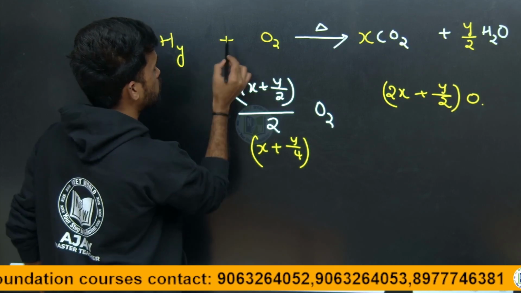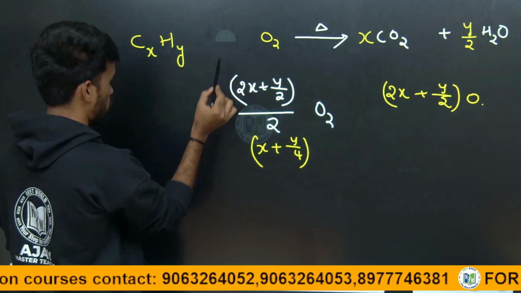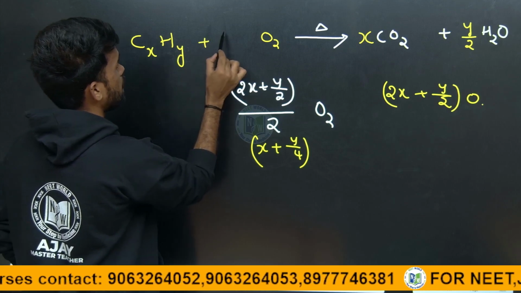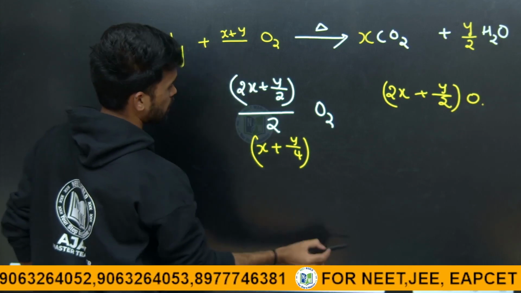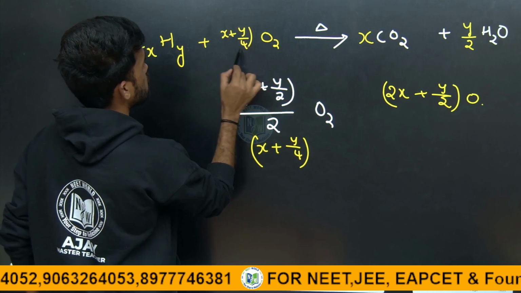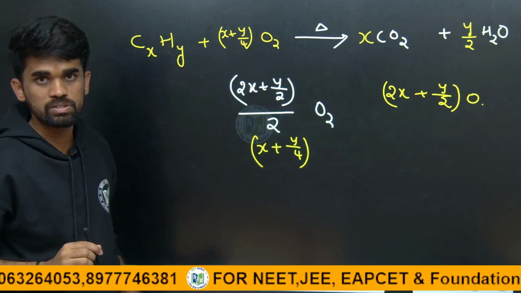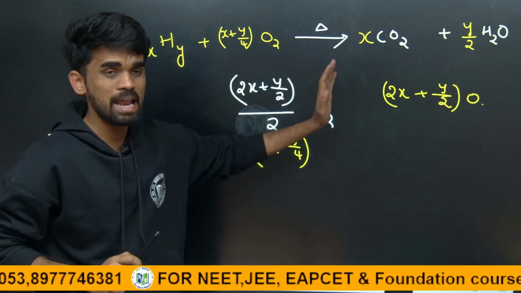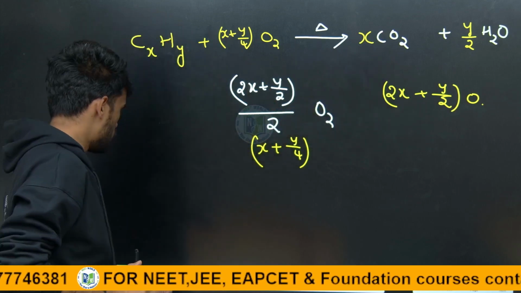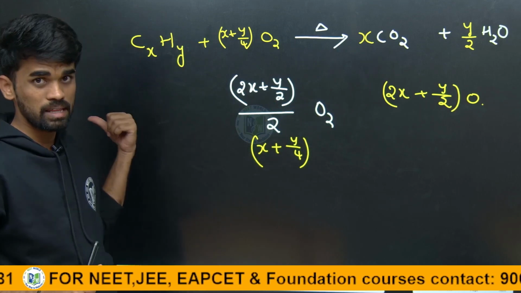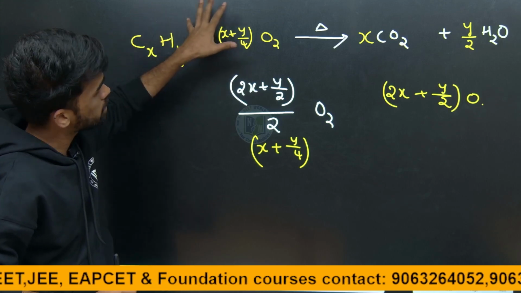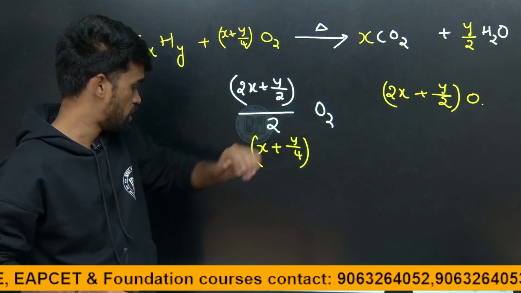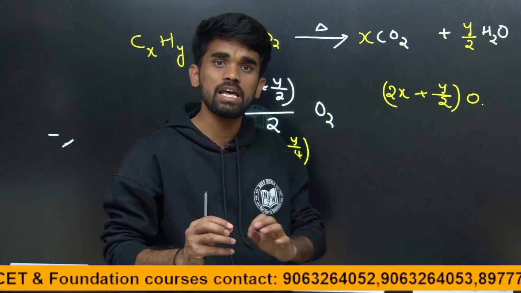So what do we need to write here? We need to write x plus Y by 4. This many number of O2 molecules will be there. So you can balance the equation like this. Okay, so now you can try the example question, the homework question I gave, using this generalized equation also. I hope our discussion is very helpful for you.